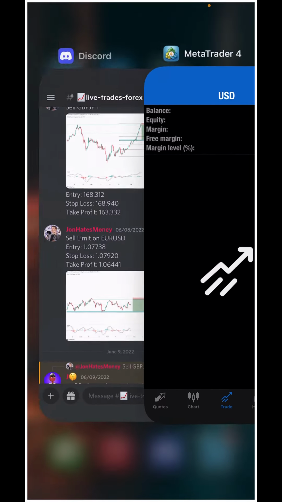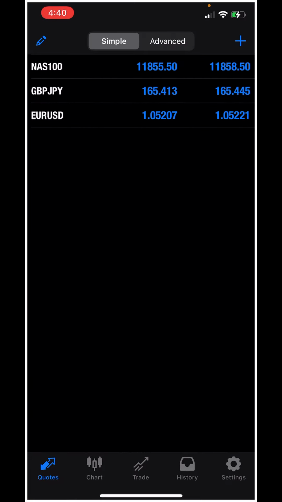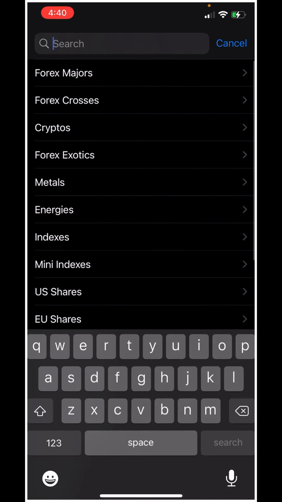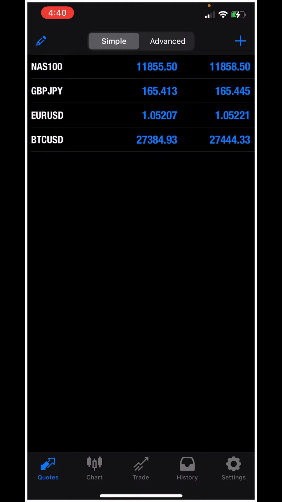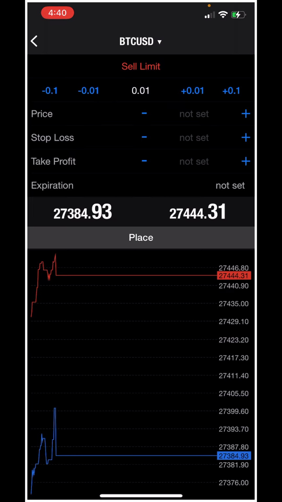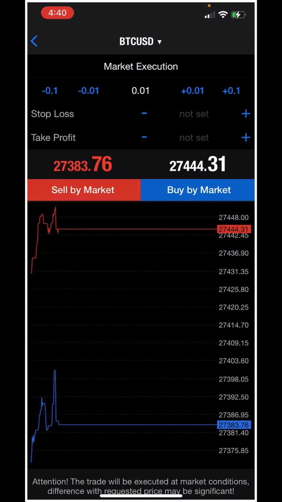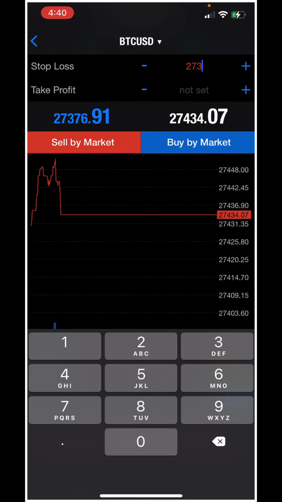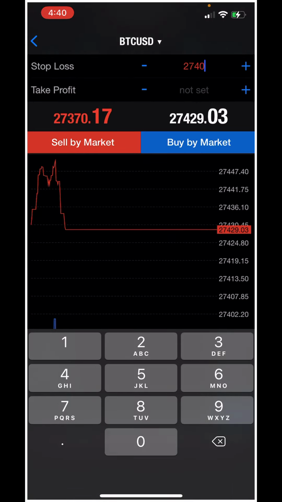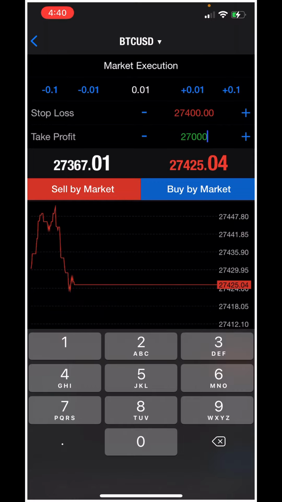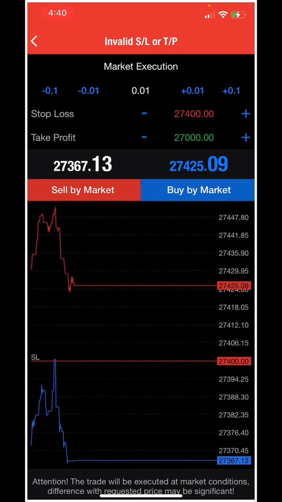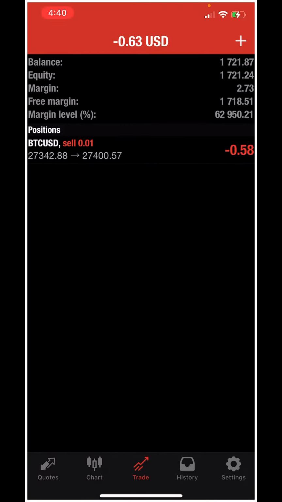I will show you what it looks like when it goes through with a crypto pair really quick, actually. So if we were on Bitcoin, we click trade. For a market execution, let's just say we wanted to sell. We could put 27,400 here, and for our take profit, we could put just 27,000, and we could hit sell by market, and the trade would be executed.